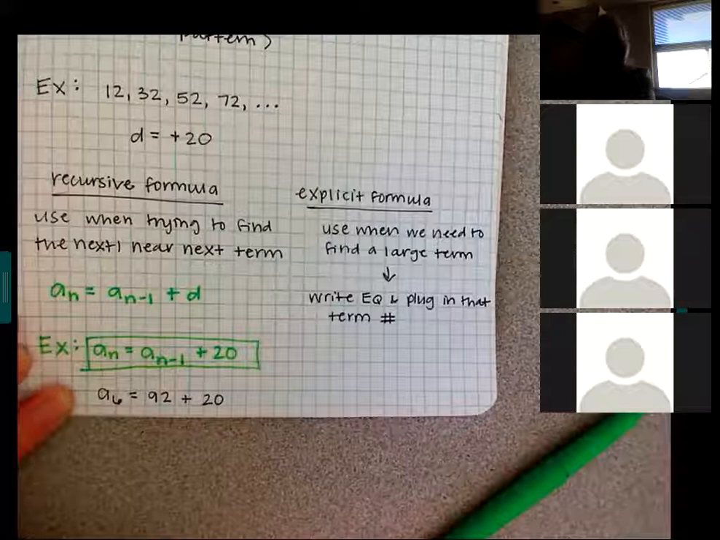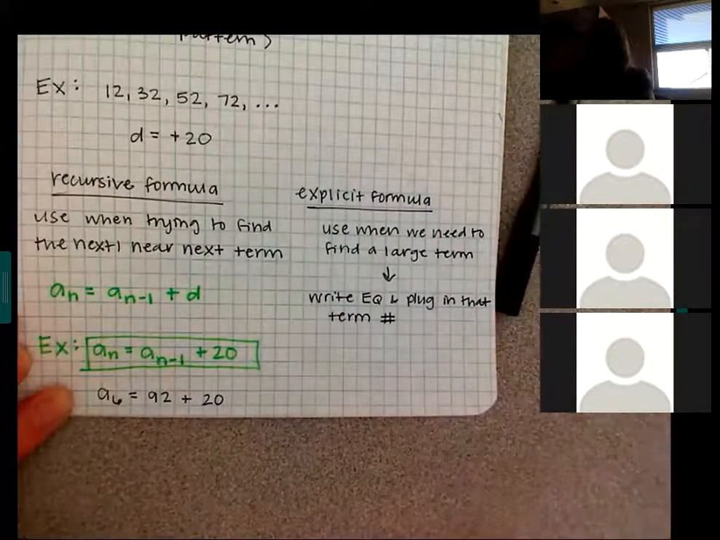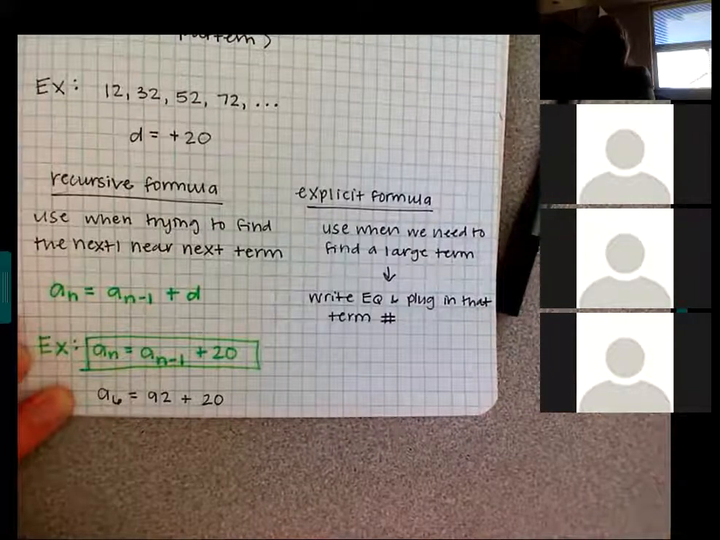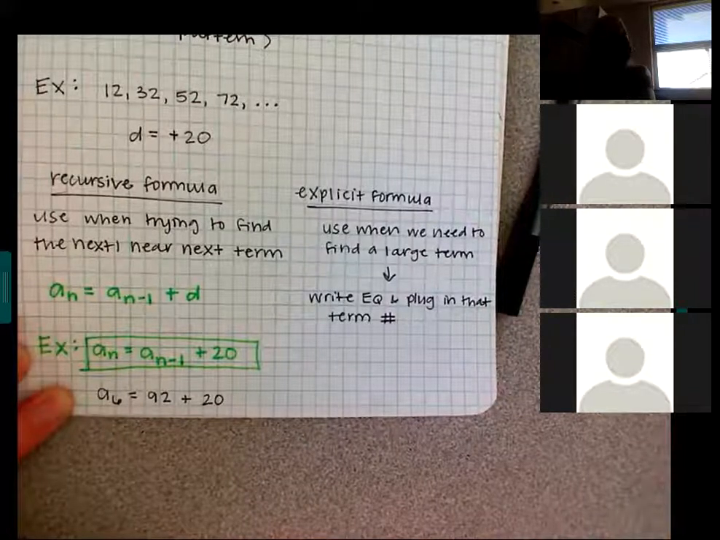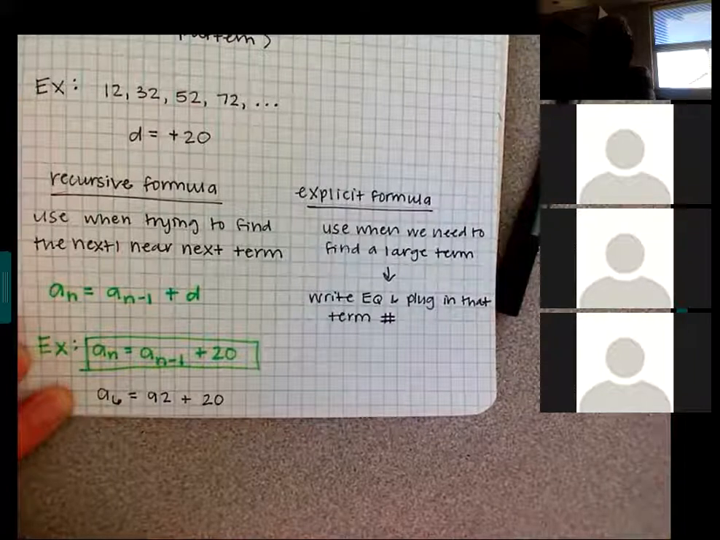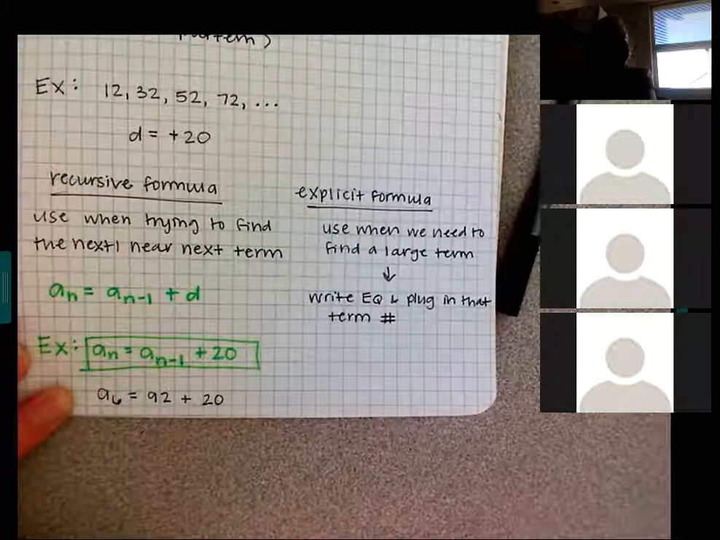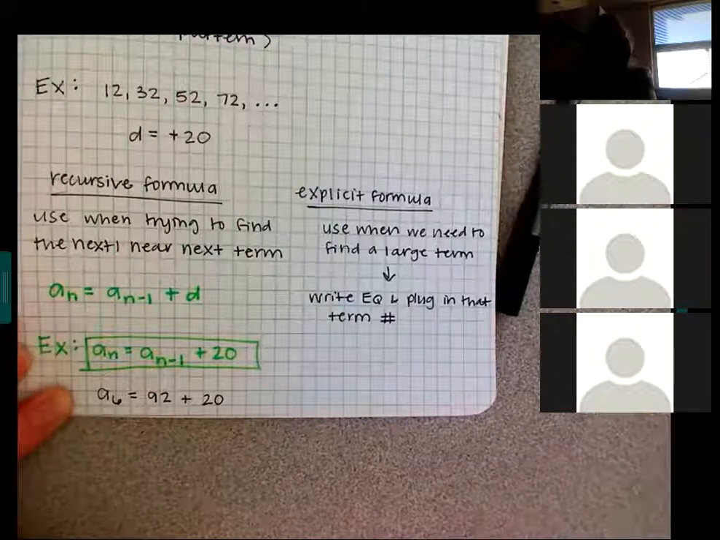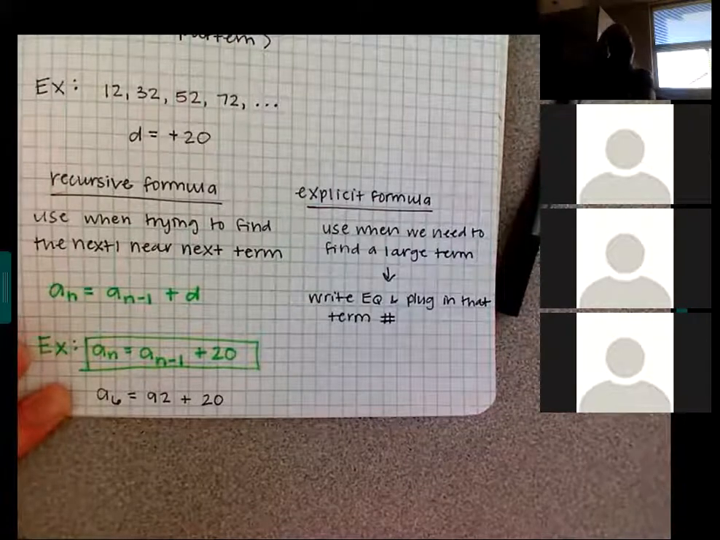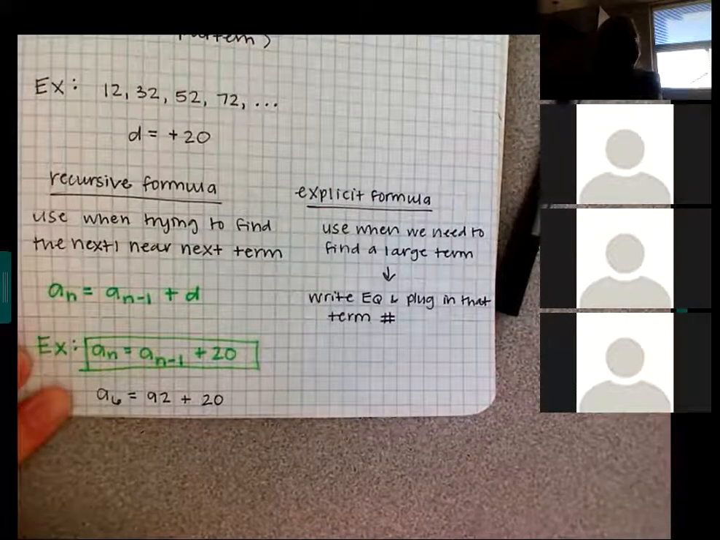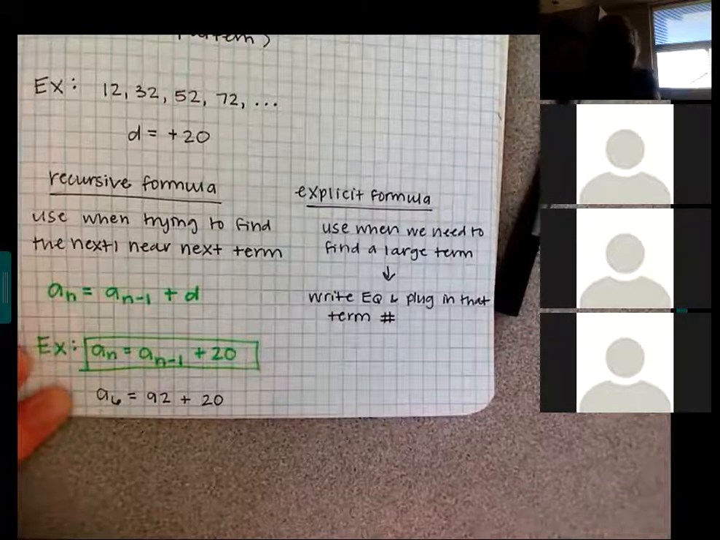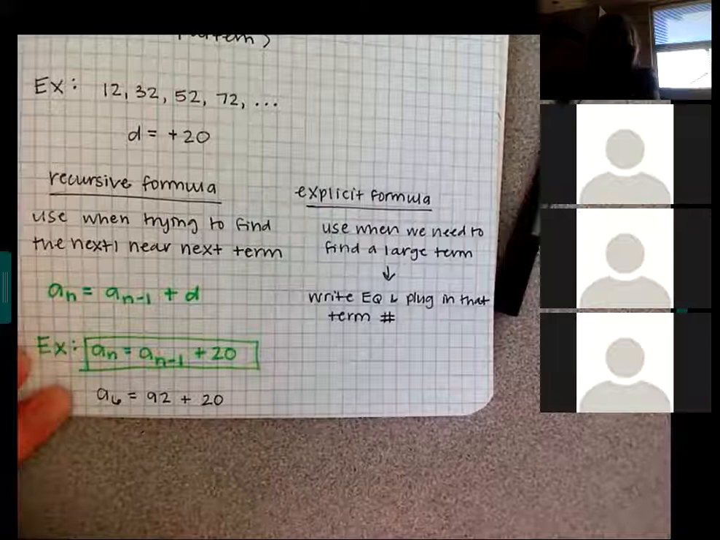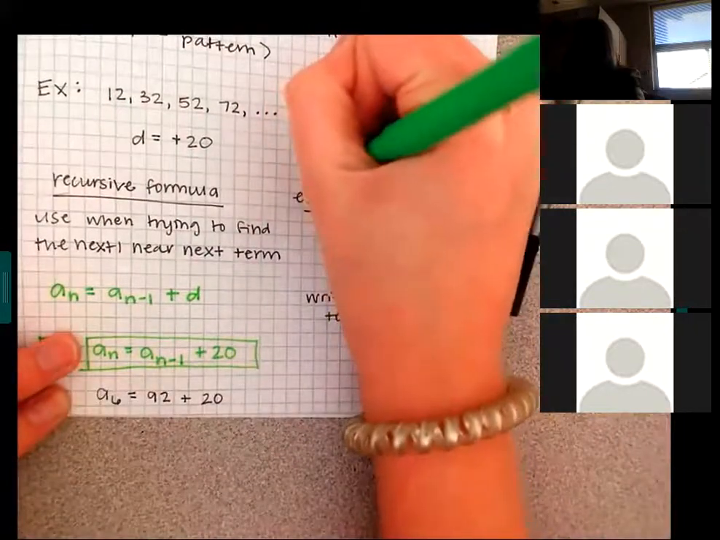All right, explicit formula. We usually have to talk about this one a little bit more. What kinds of equations from Math 1 added or subtracted in a specific pattern? What kind of functions? Linear. Good, linear. Linear functions in Math 1 had a constant rise over run, which meant they were adding the same number every single time, right? So for an explicit formula for arithmetic sequences, we're just going to write a linear equation.